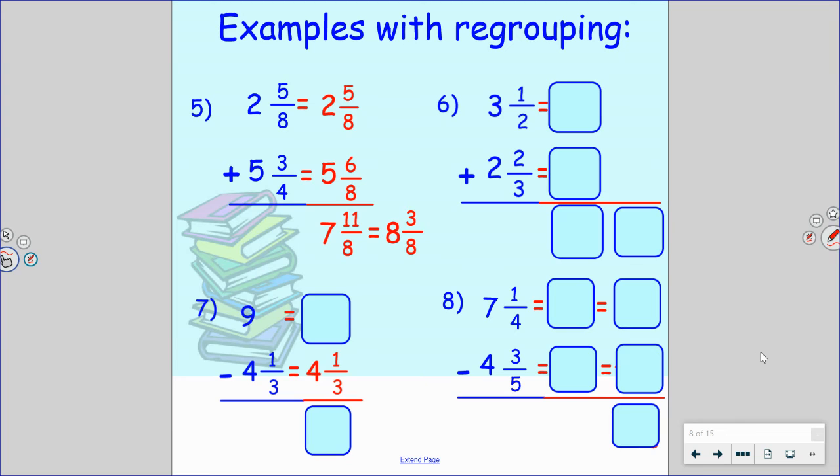Let's go on to the next problem and do another addition problem. You cannot add thirds with halves. You can add sixths with sixths. Now, 1/2 is the same as 3/6. 2/3 is the same as 4/6. And now that they're the same size slice, we can put those together.